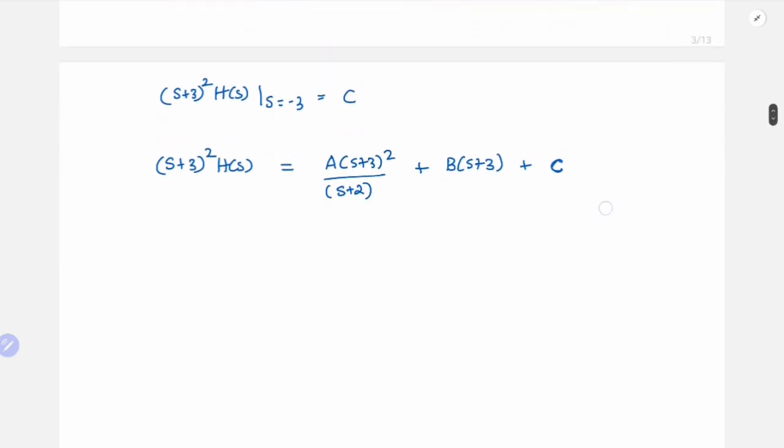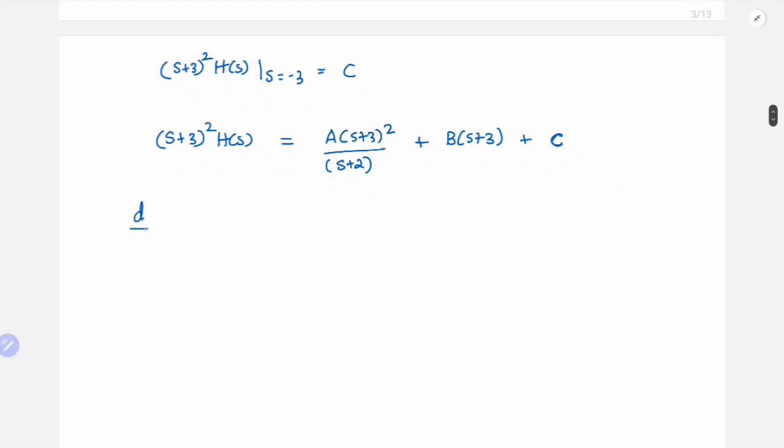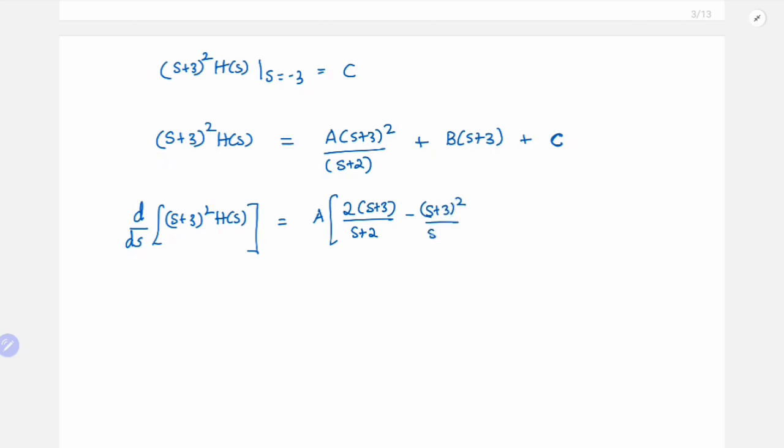Now I want to eliminate this c, and c is a constant. So what I do is take a derivative: d by ds of (s plus 3) whole square h of s. Then what will I have? You can see it will be 2 into (s plus 3) by (s plus 2) minus (s plus 3) whole square by (s plus 2) whole square, right?